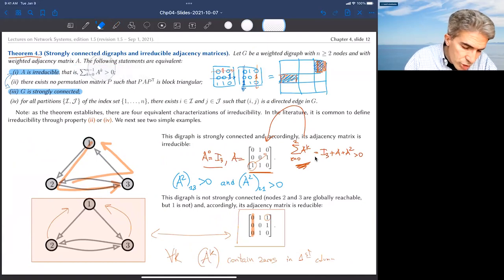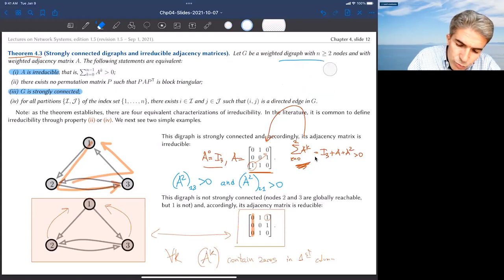The main intuition is that irreducibility and strong connectivity are the same. I would say irreducibility is a little bit hard to interpret, but strong connectivity is very clear to interpret. So certain complex properties of matrices, which are hard to get a feel for, happen to translate into very nice intuitive statements about graphs.